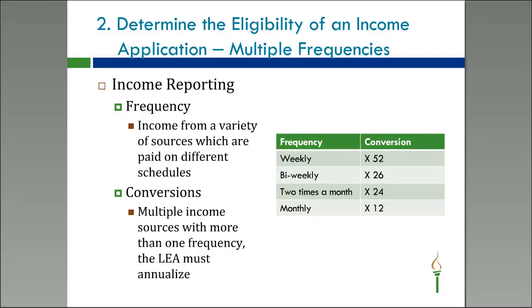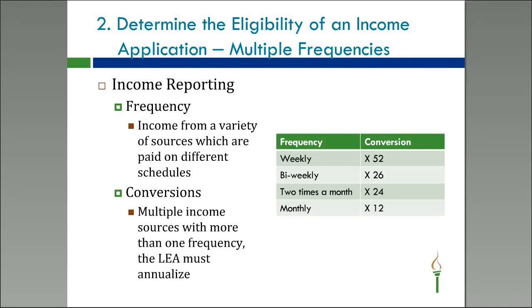It is very common to have income reported on more than one frequency. So one household member may be getting paid weekly and another paid monthly, or something like that. Income may be paid twice a month and child support might be received monthly. So in these cases, the income must be converted to an annual income in order to determine the eligibility.